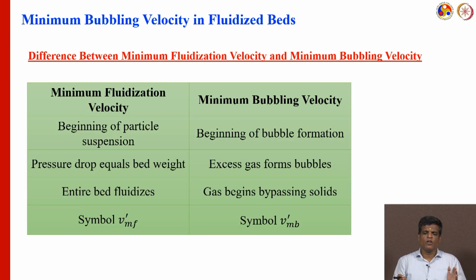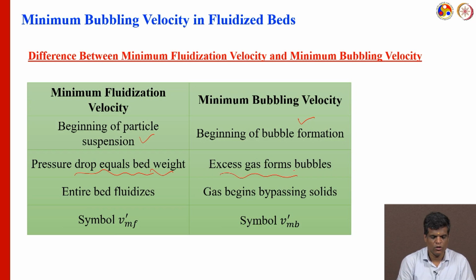So, what is the difference between minimum fluidization velocity and minimum bubbling velocity? If you take the minimum fluidization velocity, it is the beginning of particle suspension, but bubbling is the beginning of bubble formation. There, the pressure drop equals the bed weight, but here the excess gas forms bubbles. So, the entire bed gets fluidized in this case.